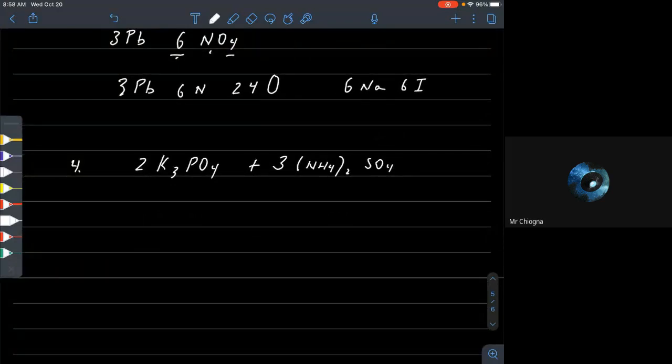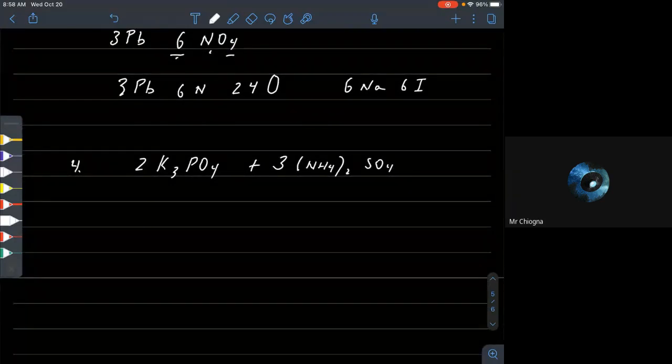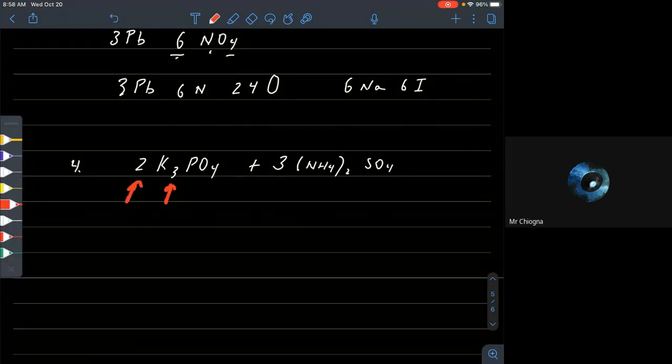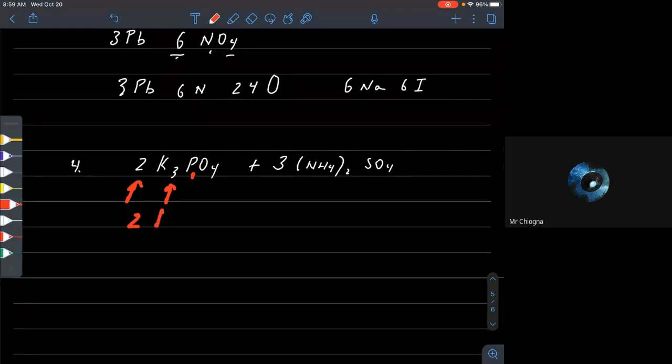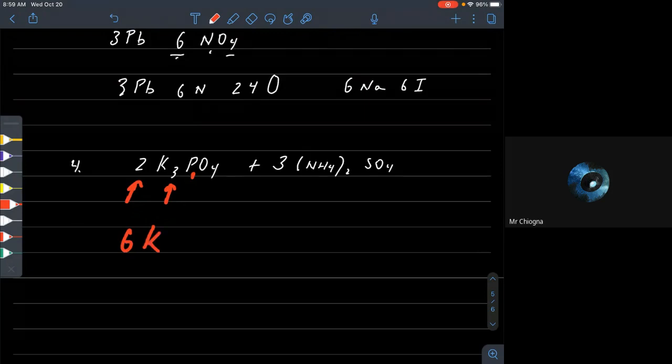Okay, 2 times 3. I'm going to go through again. Multiply the bigger number, the coefficient, by the subscripts. If there's no subscript, that means there's a 1 there. 2 times 3 is 6. 6 K, 6 potassium. 2 times 1 is 1 phosphorus. You have to be explicit. You have to put the 1 there, even though it's not shown as a subscript. 2 times 4 is 8. 8 oxygen.